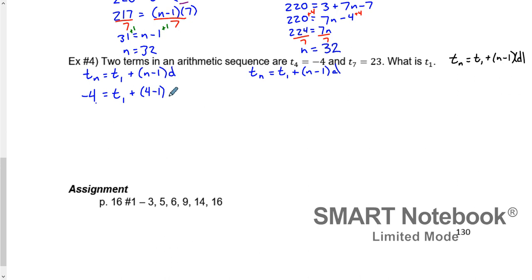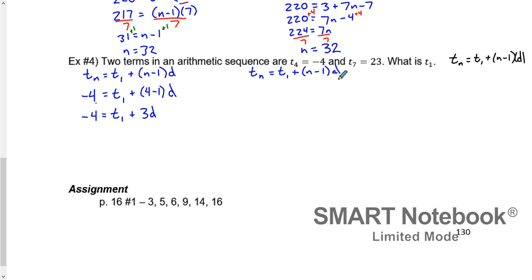We also don't know what d is. The beautiful thing is we don't need to know anything more here, not yet. I'm just going to do a little bit of simplification. 4 subtract 1 is 3. So -4 is term 1 plus 3 times whatever that difference is. Now, obviously, term 1 is something in the negatives, because that's the only way this would work, especially going from -4 all the way up to 23.